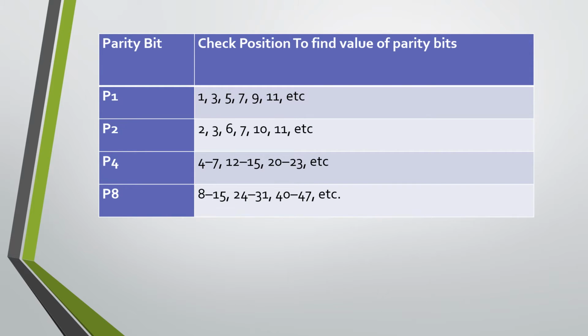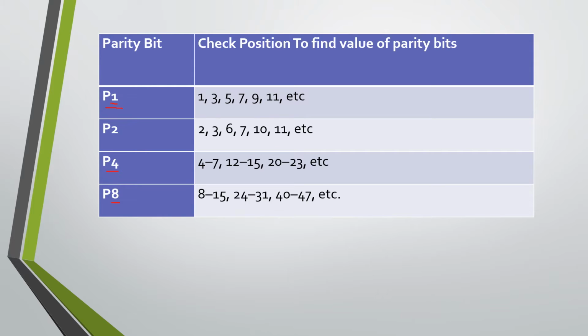Here the parity bit is denoted by P and this number denotes its position, meaning position number 1 acts as the first parity bit, position 2 acts as the second parity bit, position number 4 acts as the third parity bit, and position number 8 acts as the fourth parity bit. So in this way we want to calculate the value of the parity bits.